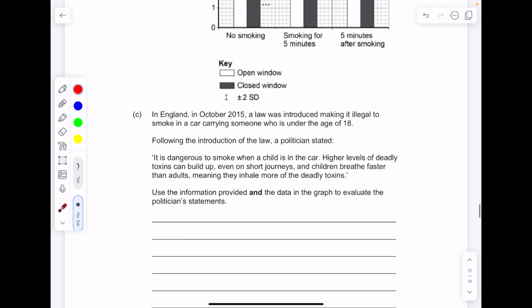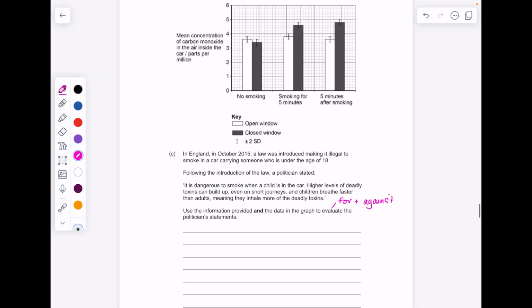That's worth 4 marks. As always, because we're evaluating the data, we're going to say arguments for and against, and then comment on the quality of the study. So what about the data here supports the statement that it's dangerous to smoke when a child is in the car? First thing you can see is that there are significantly higher concentrations of carbon monoxide in these 2 sets of data compared with no smoking. And we know that, as I've already said, because there's no overlap of the error bars within 2 standard deviations.